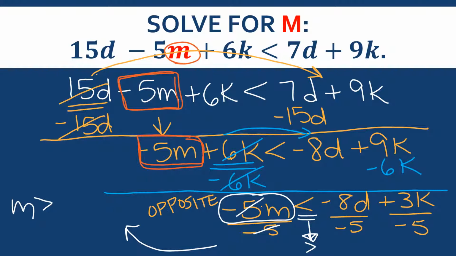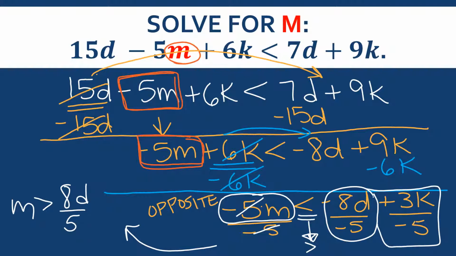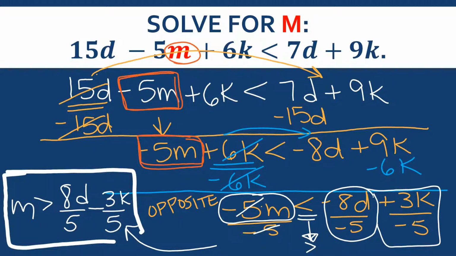Then we have a -8d divided by a -5, and those two negatives become a positive 8d over 5. And then here we have a plus 3k over -5, which is the same thing as a minus 3k over 5. And you could have written it as a plus 3k over -5. That's the same. And so this would be your answer.